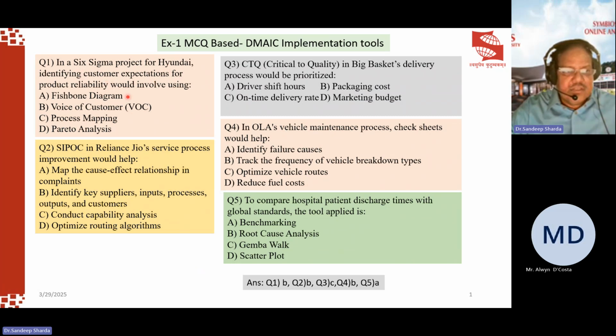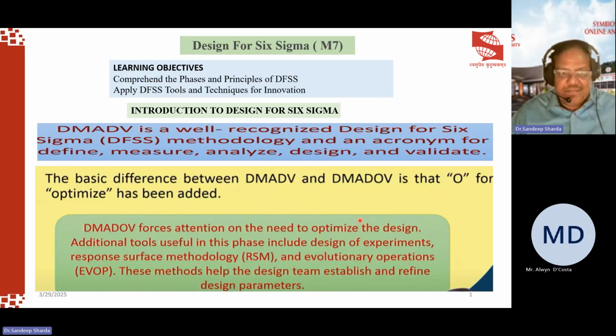Identifying the customer expectations for product reliability would involve using the voice of customer. SIPOC in the Reliance Jio service process improvement would help in identifying the key supplier inputs, process, output, and the customers. CTQ, critical to quality, in the BigBasket delivery process would be prioritized. On-time delivery rate. In Ola vehicle maintenance processes, check sheets would help track the frequency of vehicle breakdown types. Compare the hospital patient discharge time with the global standard. The tool applied is benchmarking.